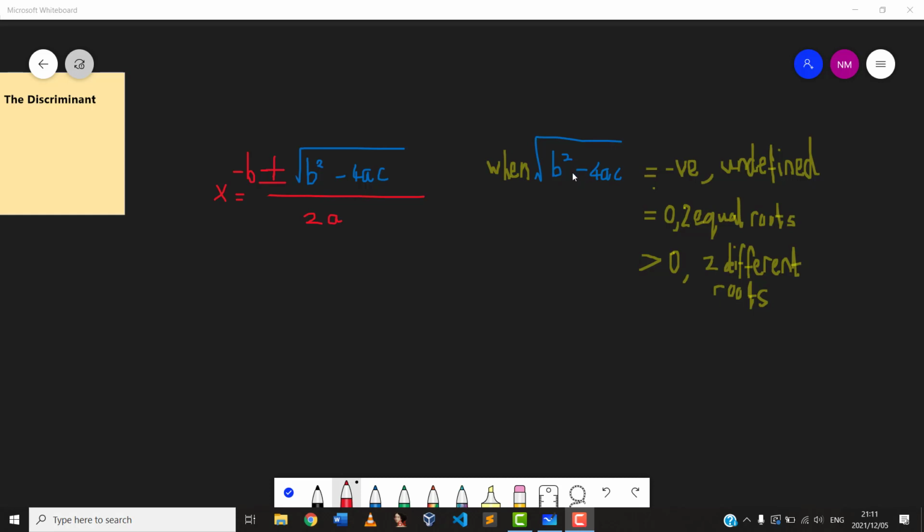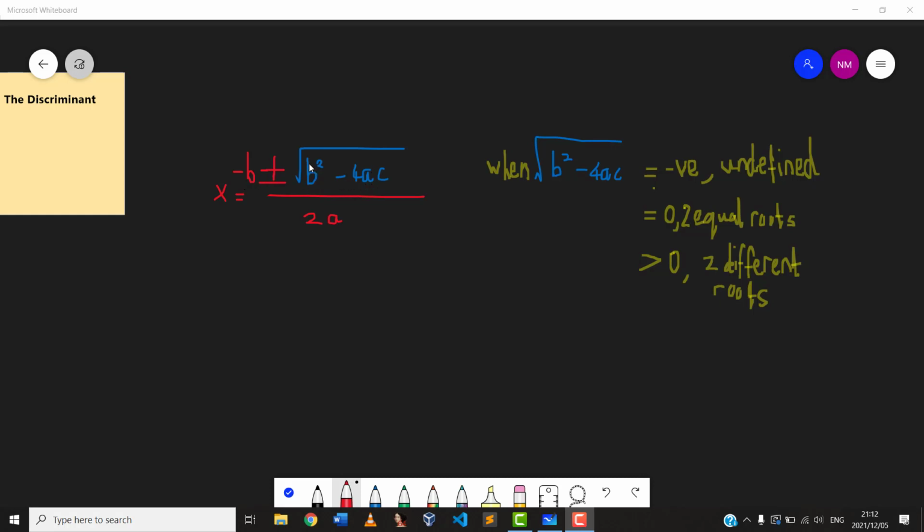And if b squared minus 4ac results in 0, then there are two equal roots. And that's because when you say minus b plus 0 over 2a, that's the same thing as saying minus b minus 0 all over 2a. So it's identical roots in that case. If b squared minus 4ac is greater than 0, you're going to have two different roots because of the plus minus over here. You're going to have, for example, say b squared minus 4ac is equal to 4.